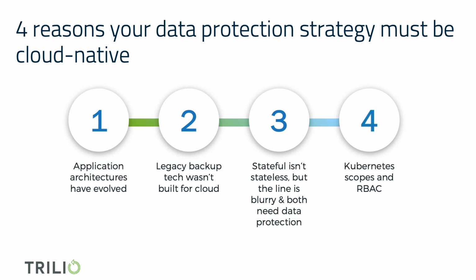And number 4, Kubernetes scopes and role-based access control, or RBAC. Kubernetes makes application development and delivery faster and better by bridging the gap between development and operations teams. It does this with role-based access control constructs across the platform, through which operations can maintain control by assigning each user granular RBAC policies.